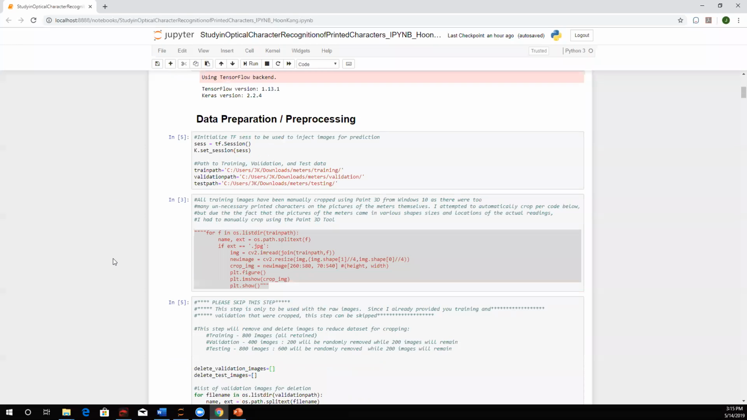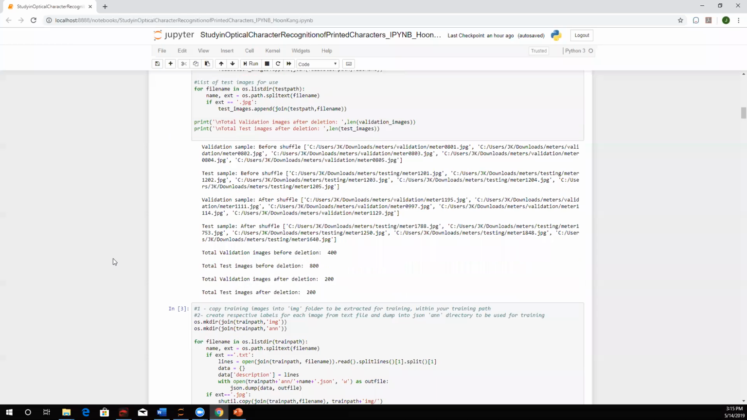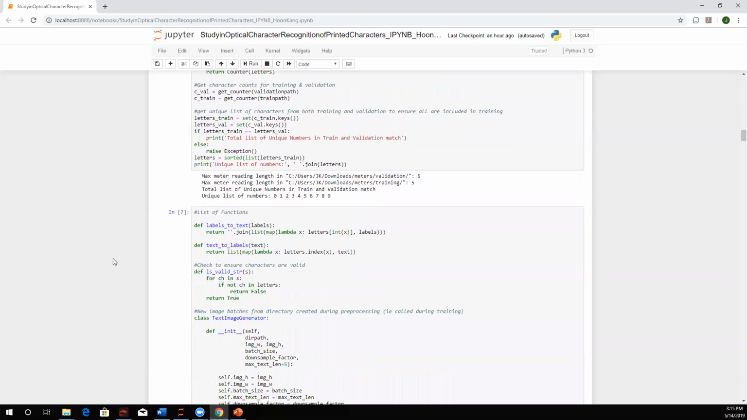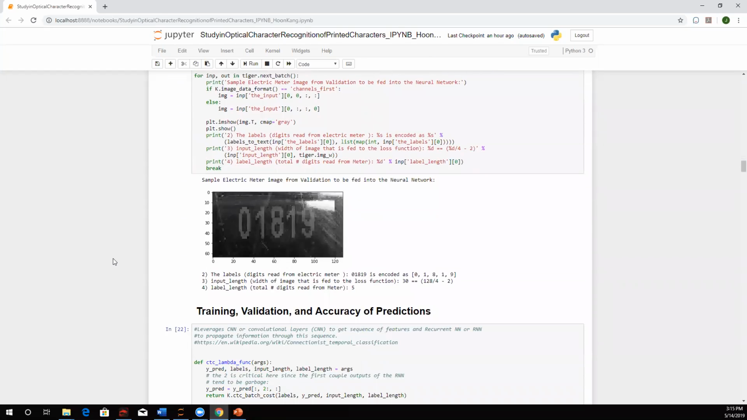Now, in going over the technology, I'll be going over the data preparation and pre-processing of the images themselves and providing a sample of the specs associated with the images, as well as a sample of the image that will be inputted into the neural network, as you see here.